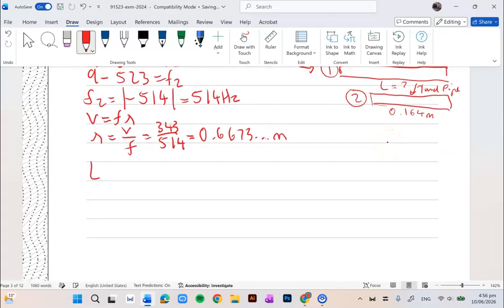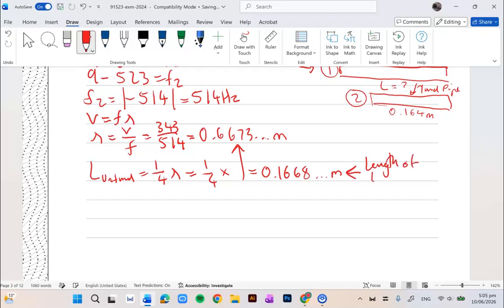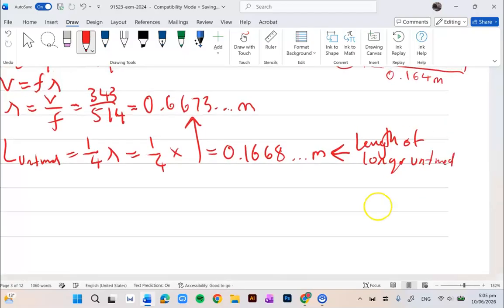Now, we can use this wavelength to find the length of the untuned pipe. So we know the length of the untuned pipe equals a quarter of the wavelength for a closed pipe. So, L, oh, it's not letting me. Okay, so you're going to put that wavelength we found in. So it's going to be a quarter times this here. And that should give you a length of around 0.1668 meters. So this, what we found, is the length of the untuned pipe.